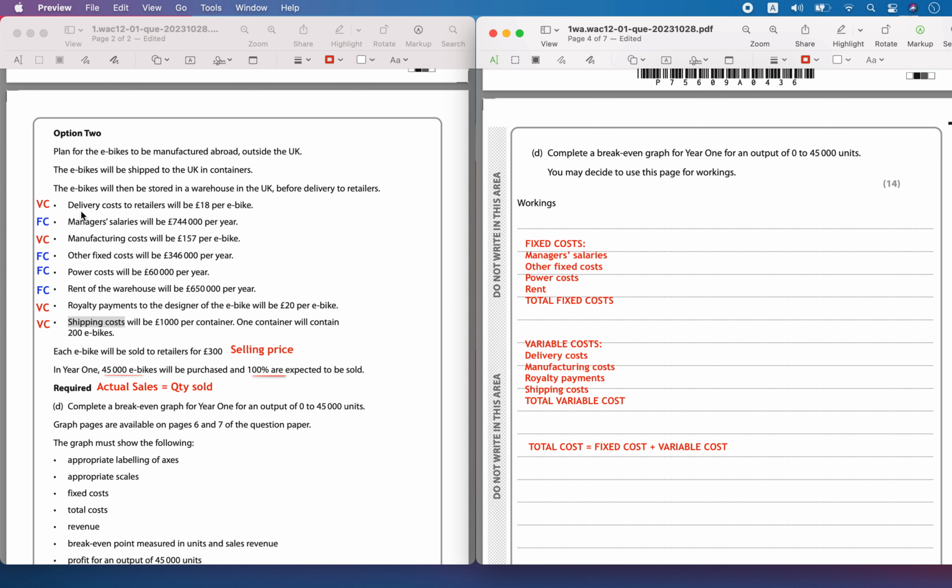First one is the manager's salary. We have seen that the manager's salary is 744,000. So let's write it here: 744,000. Then you have the other fixed cost, which is 346,000. Then you have the power cost, which is 60,000 per year. And then you have the rent, which is 650,000.